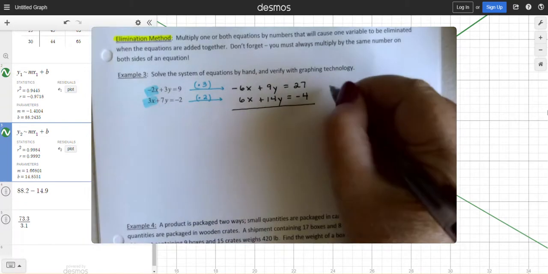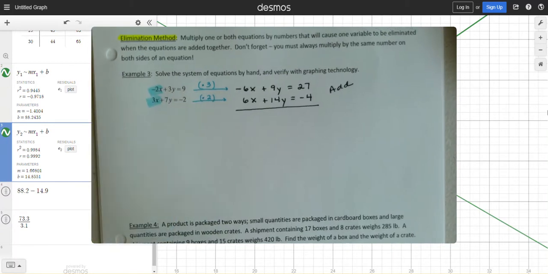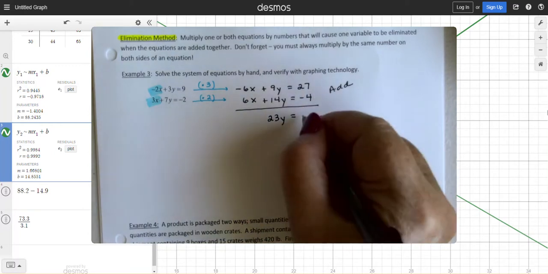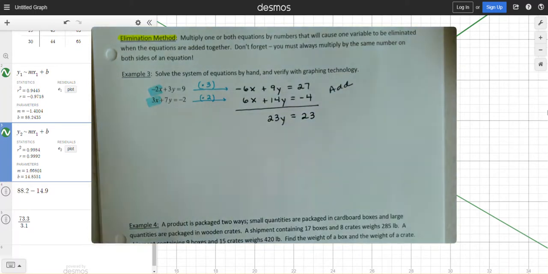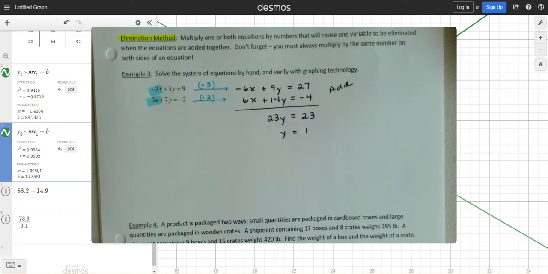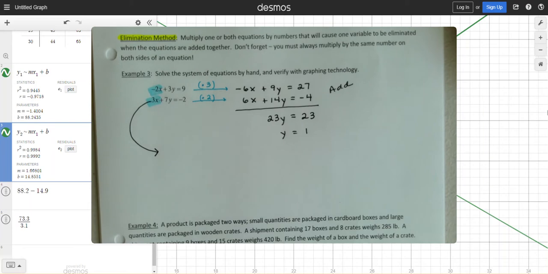When I now add these equations, by design, the x's are eliminated. I have 0 x's. When I add them, I get 23y equals 27 minus 4, which is 23. So when I divide by 23, y must be 1. Now again, remember, the solution to a system of equations should be an intersection point. So far I only have a y value. So I'm going to go back, and you can pick either equation. It really doesn't matter. I'm just going to use this one, and I'm going to plug in y equals 1.